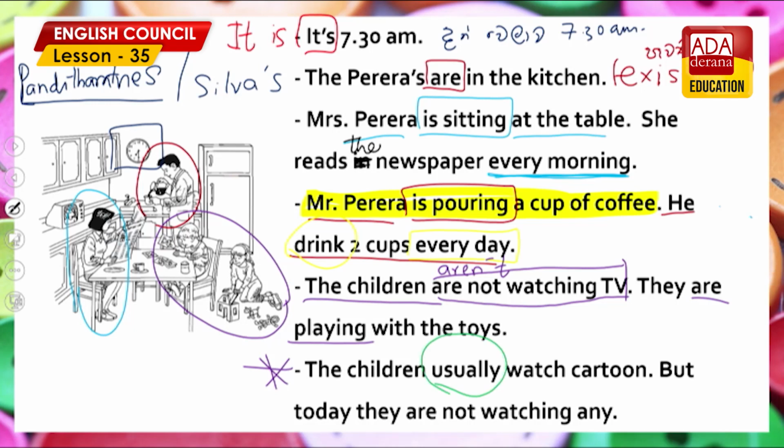The children usually, here you see, adverbs of frequency, usually. The children usually watch cartoons. Usually watch. Can you see? Would we say the children are usually watching? No. The children usually watch cartoons. The word usually is again a repeatedly happening action word. This is repeating. So usually they watch cartoons.